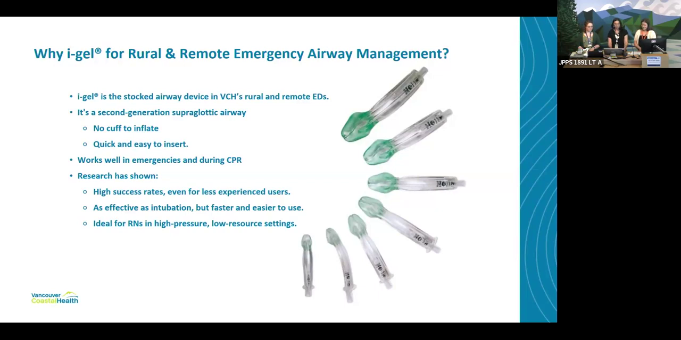iGels are known for being user-friendly and providing effective ventilation even during CPR. They also tend to have a higher first attempt success rate compared to endotracheal intubation, and they're the fastest and most reliable option for blind insertion. So this makes it particularly helpful for nurses or providers who may not have extensive airway management experience.